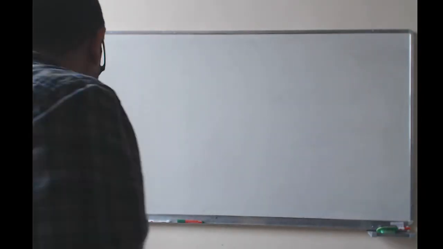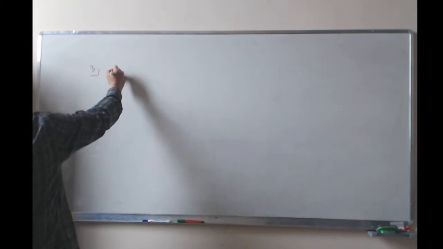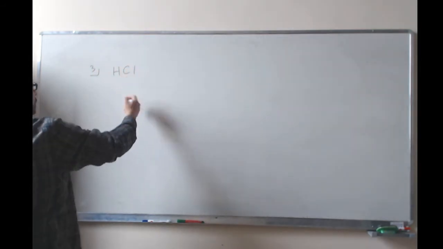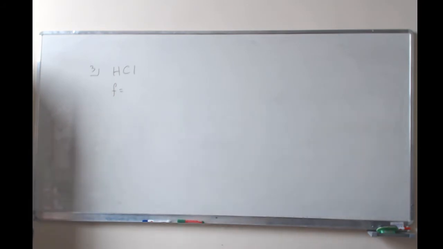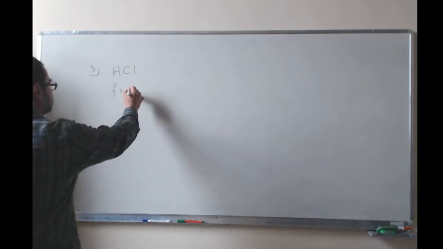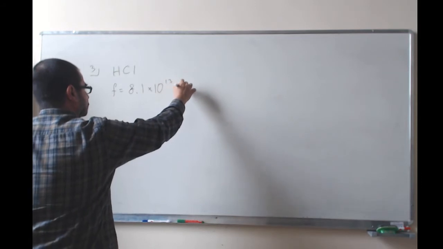Okay. All right, so let me take a pen here. So this is problem number 3. We have a hydrogen chloride molecule, and we're given its oscillation frequency, which is, what's the natural frequency? It's 8.1 times 10 to the 13 Hertz.